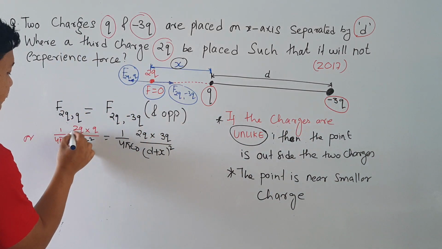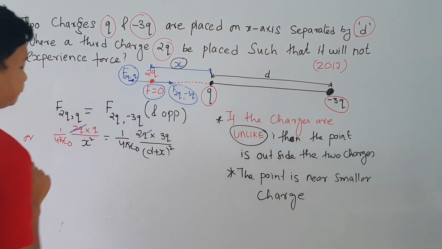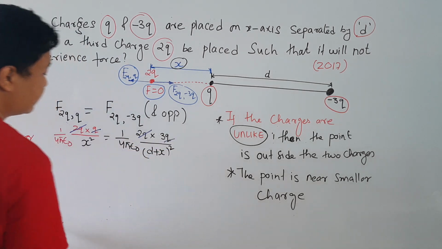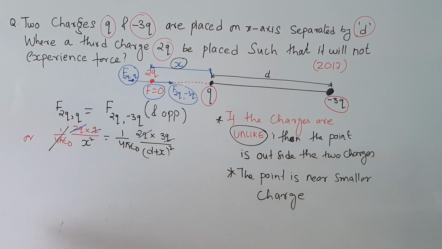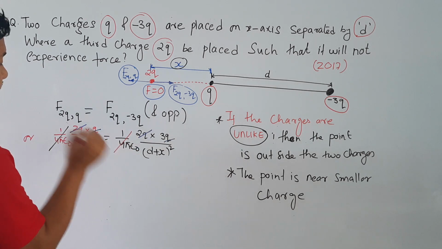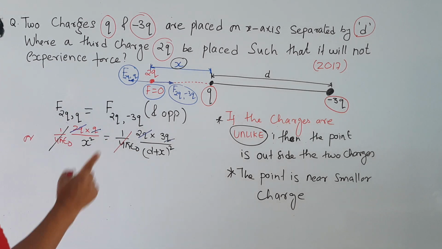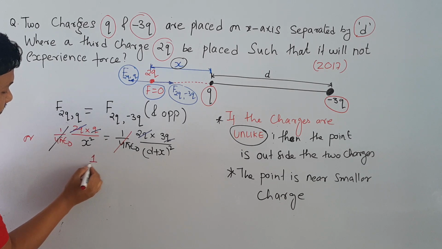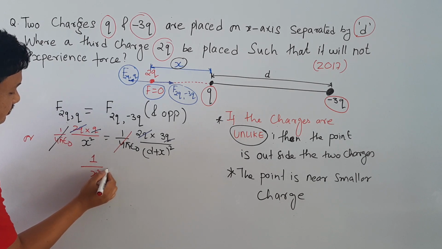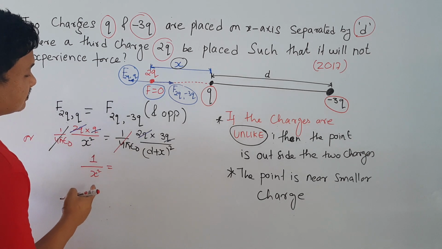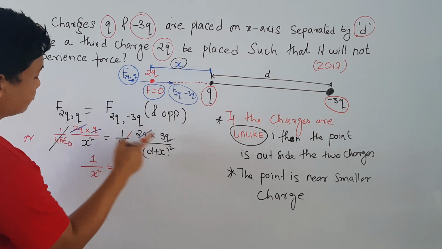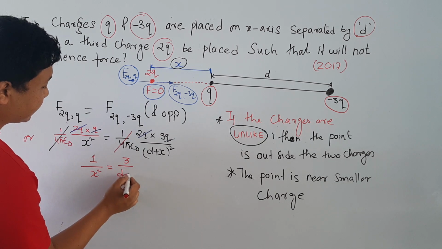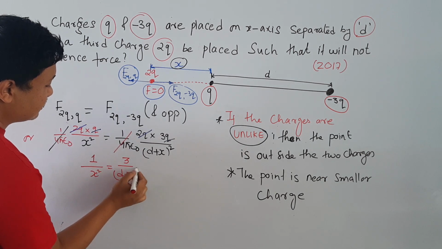Now this 2q will cancel with this 2q, this q will cancel with this q, and this 1 by 4 pi epsilon naught cancels with 1 by 4 pi epsilon naught. Then what remains here is 1 by x square, which should be equal to, how much is this? 2q cancels, q cancels, there is 3. So this is 3 divided by d plus x whole square.